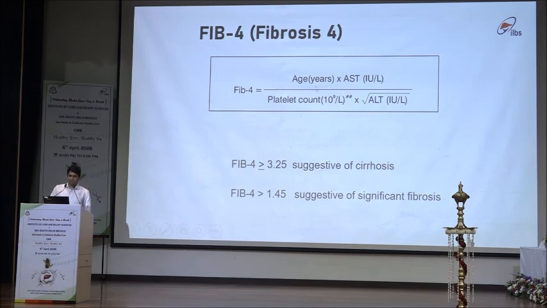Similarly, the FIB4 score can also be calculated on an OPD basis with the help of an online calculator with the parameters age, AST, platelet and ALT levels. So, a FIB4 score more than 3.25 is suggestive of cirrhosis and more than 1.45 suggestive of significant fibrosis.